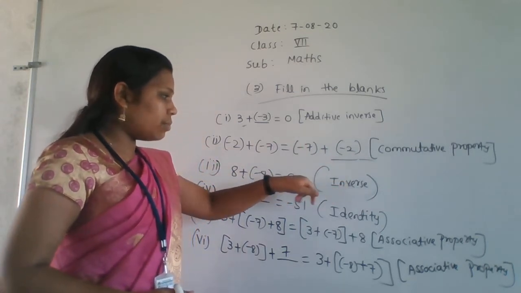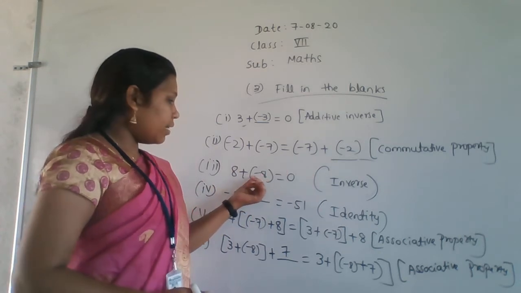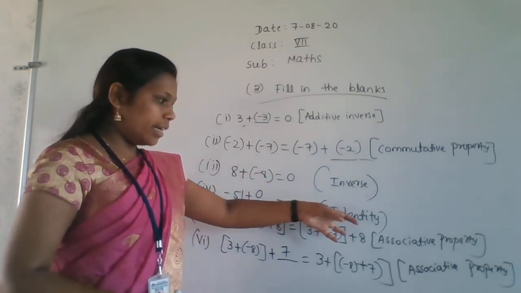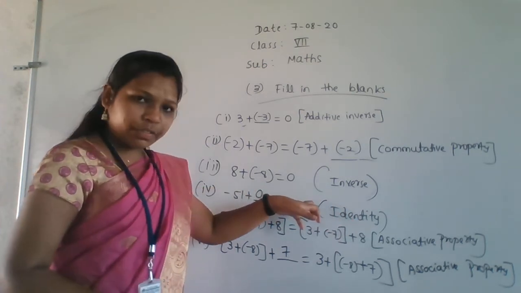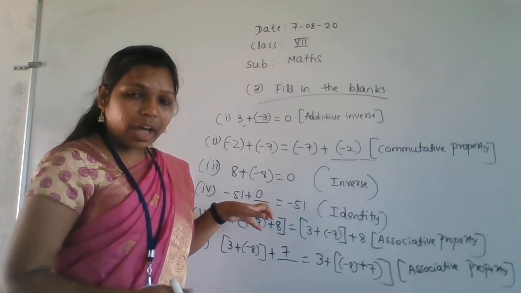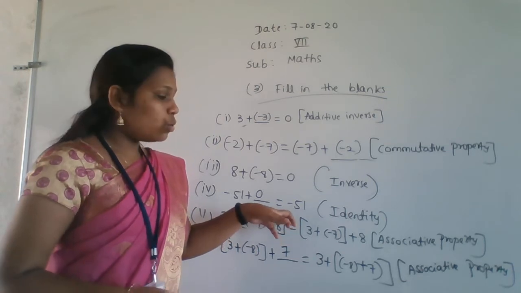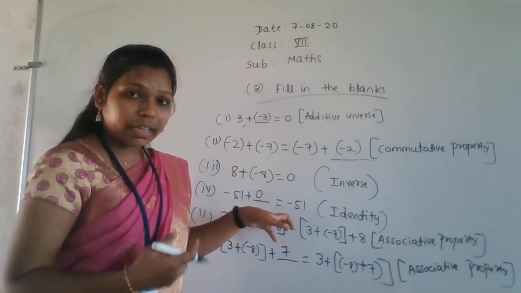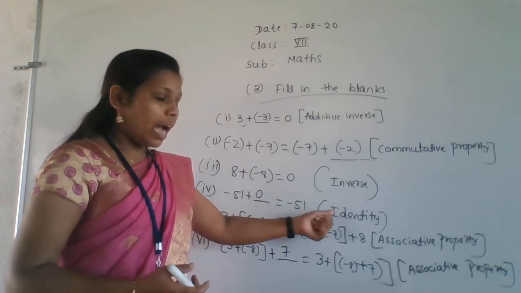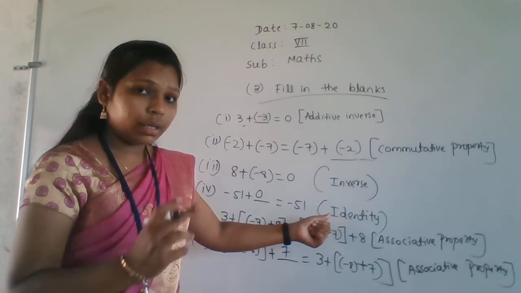Next one is the inverse, because the answer here is 0, so minus 8 will be the inverse value of 8. Next is identity, because the answer is minus 51 only, so that's why we are adding only 0 for that. If we add another number, then we will not get minus 51 as the answer, right? The value will change if you add other numbers. That's why we have to add only 0. That is nothing but the identity element, the additive identity element, the 0 value.